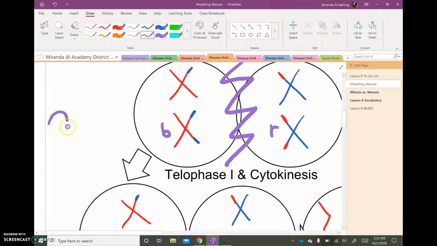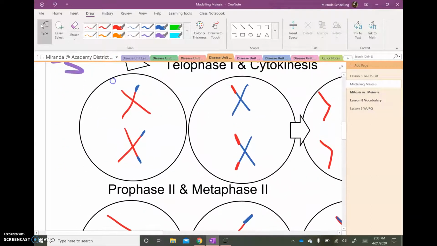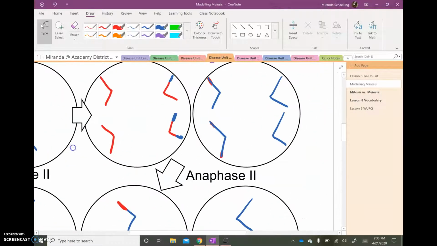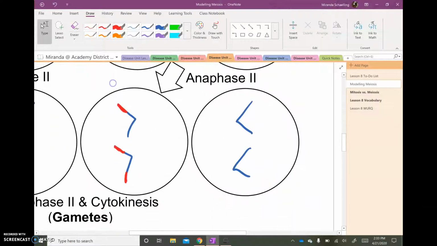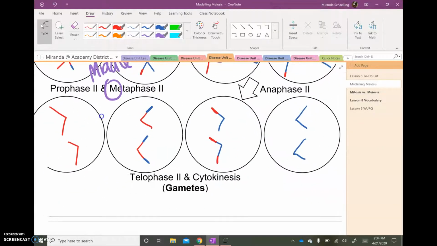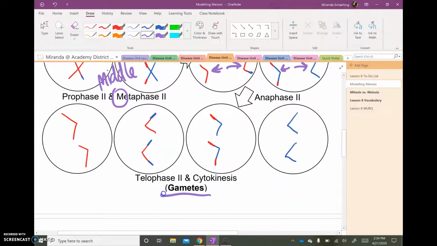Now remember, we've got to do this 2 times for meiosis. Okay, so then we've got prophase and metaphase 2. Prophase again is we're going to be making our chromosomes. Metaphase is going to be lining up in the middle. Anaphase is apart or away, so they're going to be split, just like in mitosis. So this should be kind of familiar to you guys. And then in telophase 2 and cytokinesis, we've made our gametes. So we have 4 possible gamete cells.